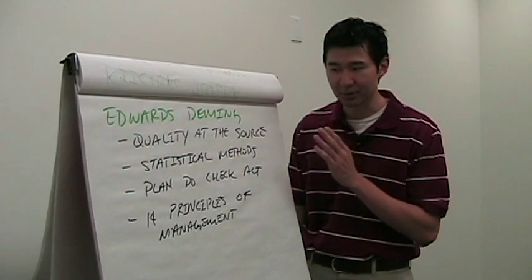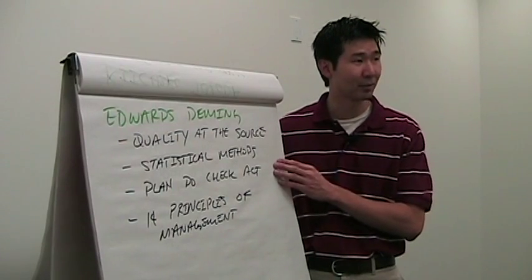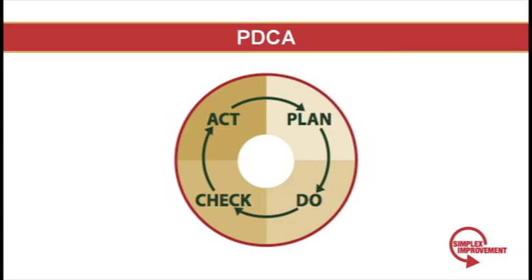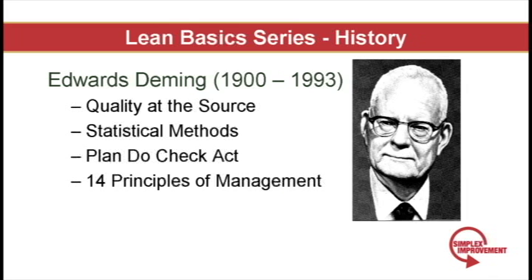Now, he was also the first to apply statistical methods on the shop floor in manufacturing, and his plan, do, check, act wheel is actually still in use today. It's still very relevant, a great tool to use. His 14 principles of management really laid out the groundwork for quality at the source. So his contribution to lean was quality.